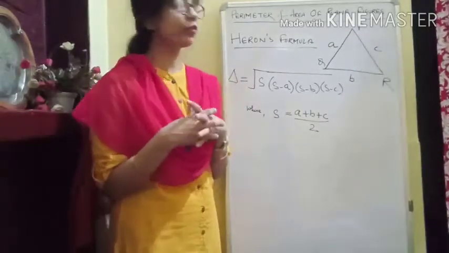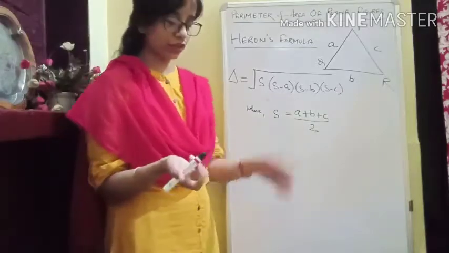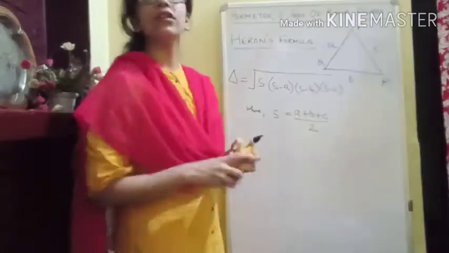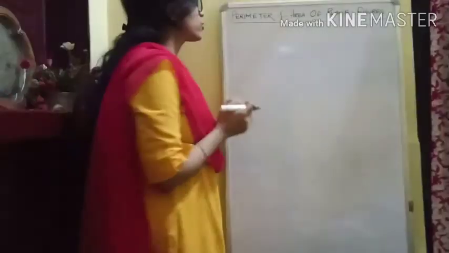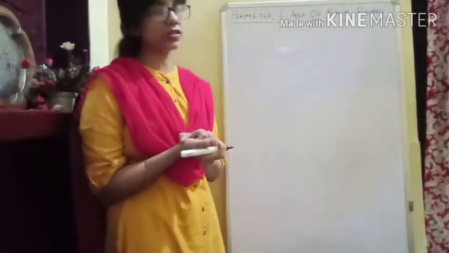So this is how we are going to calculate if the height is not given. We are going to use this formula, Heron's formula. Now let's proceed. Next we have how to calculate the area of an equilateral triangle.